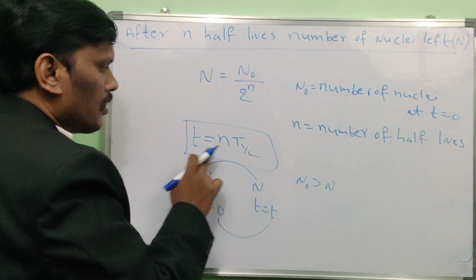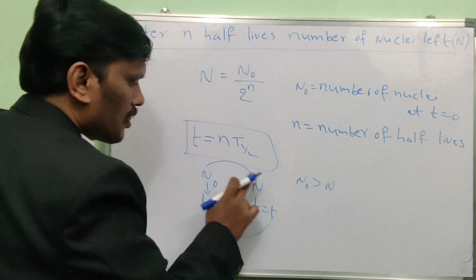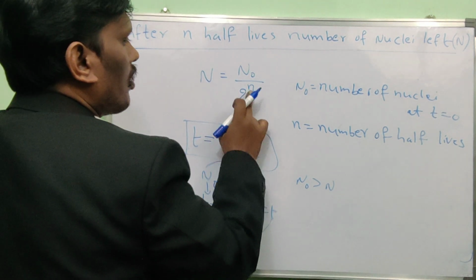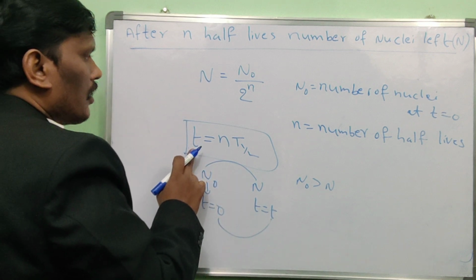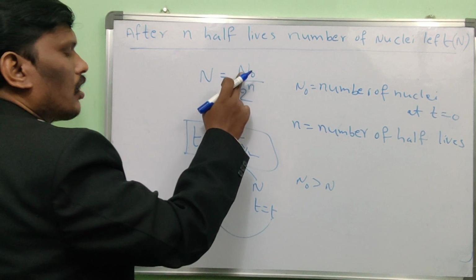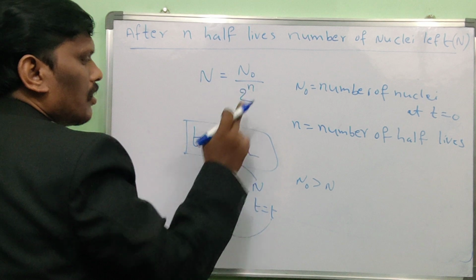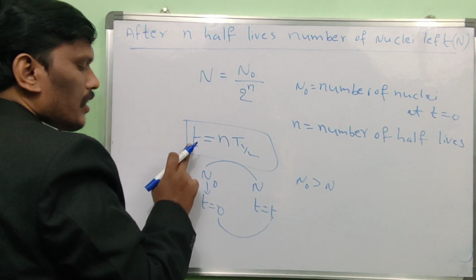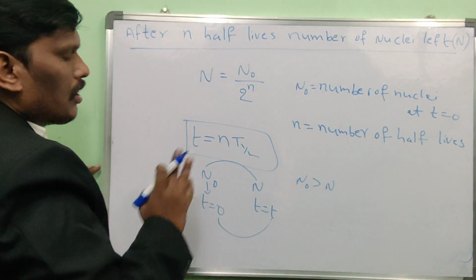What is the meaning of this time? In this time, N0 changes to N. Here N is equal to N0 by 2 power n, where small n is the number of half-lives. And what is t? After what time N0 changes to N? How to calculate? From this formula, calculate the number of half-lives. So half-life multiplied with the number of half-lives, we are going to get the time. In this time, N0 changes to N. That's all. This is remember and calculate.